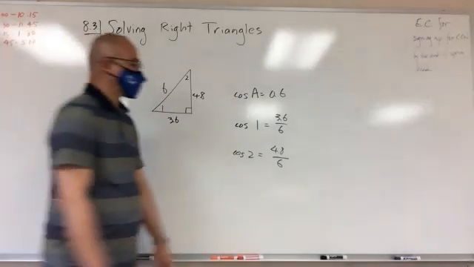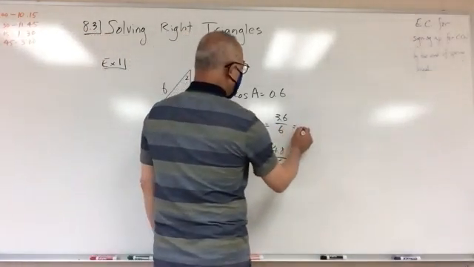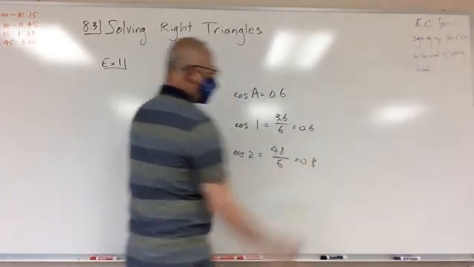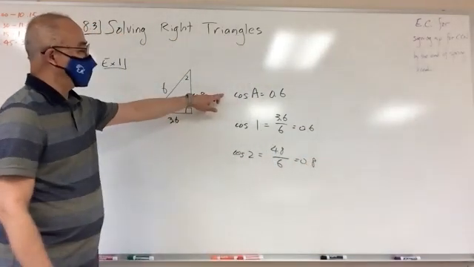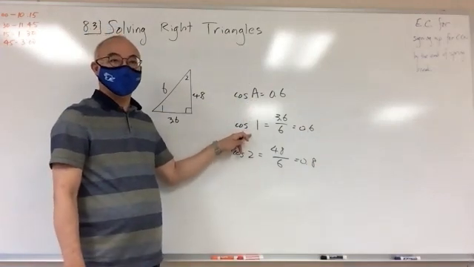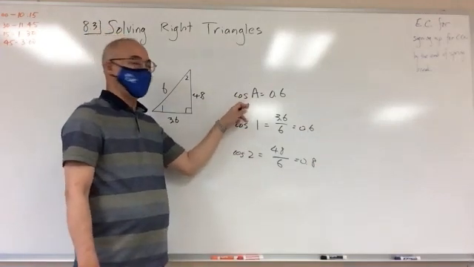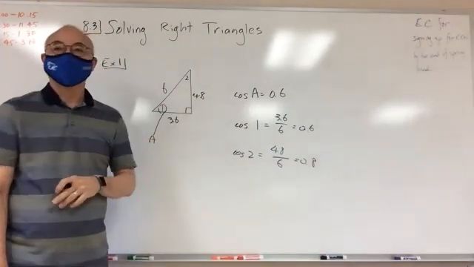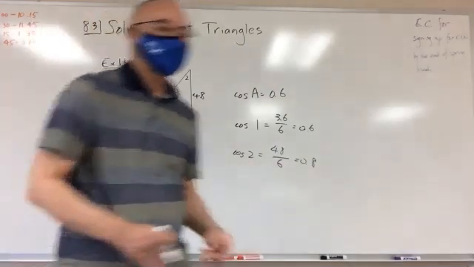So this is going to be 0.6. This is going to be 0.8. So which one of these was A? Obviously, it is number 1. Angle number 1 is angle A. So this guy here was A. Okay, pretty simple stuff.